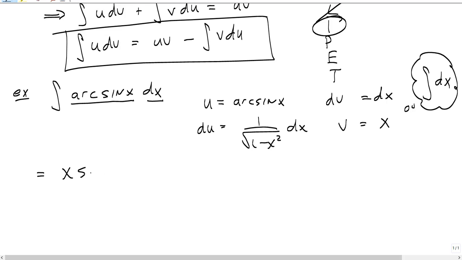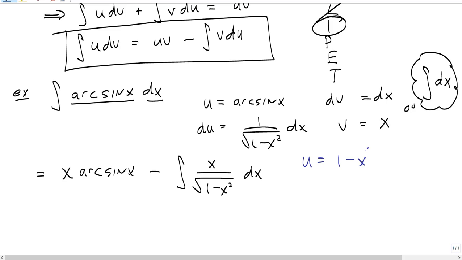I'll put the x first. x times the arc sine of x minus the integral of v du. x times this, minus x times the square root of 1 minus x squared dx. And then you think, how would we deal with that? And then you think, wait a second, that is so totally u substitution, right?